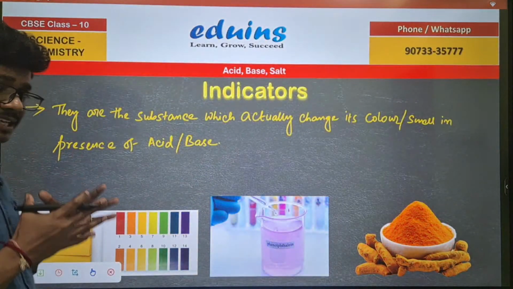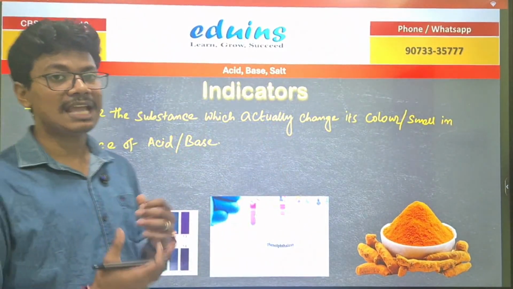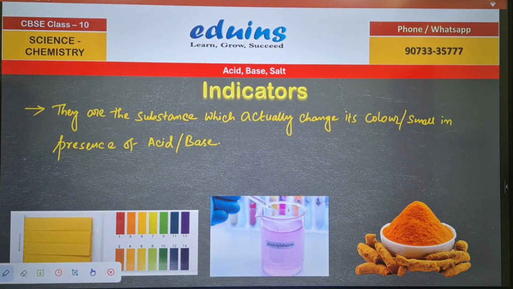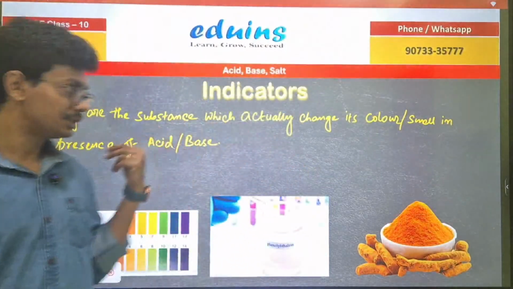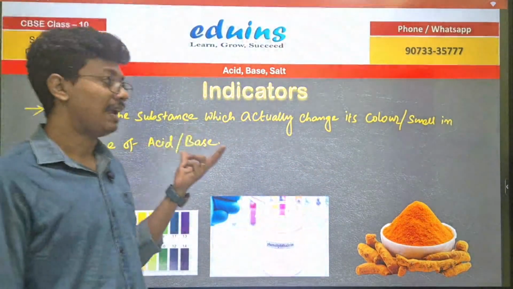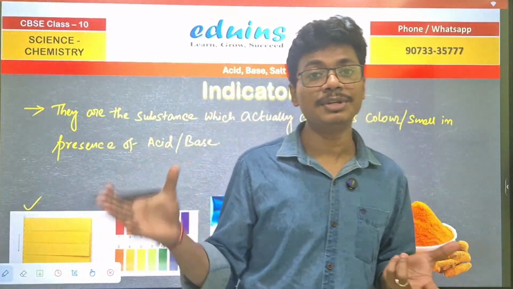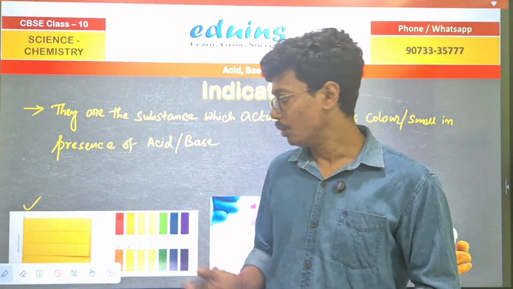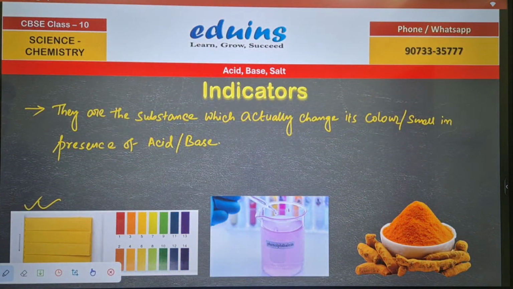Okay, in presence of acid or base, that's how the indicators can help us to identify the acid or base. What are the examples? First example is the litmus paper. We have already learned that the litmus paper changes its color in acidic medium to red. In case of basic medium, it turns into blue. So the first indicator that we have to remember is the litmus paper.